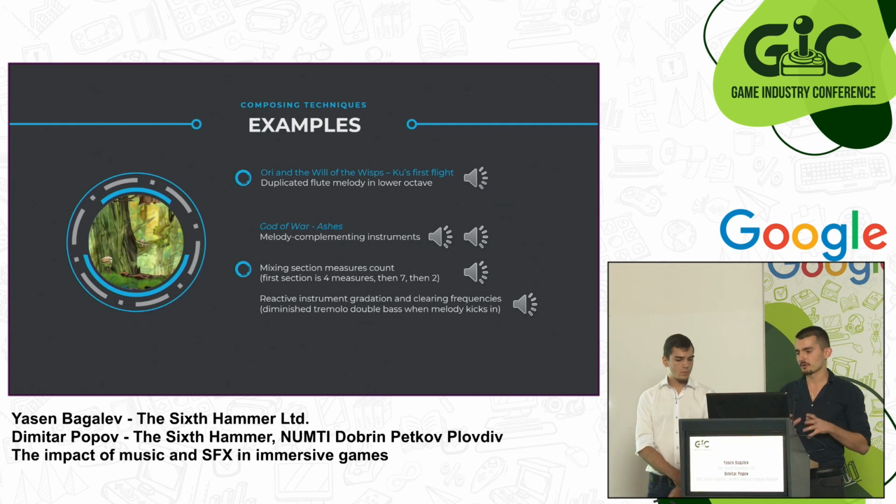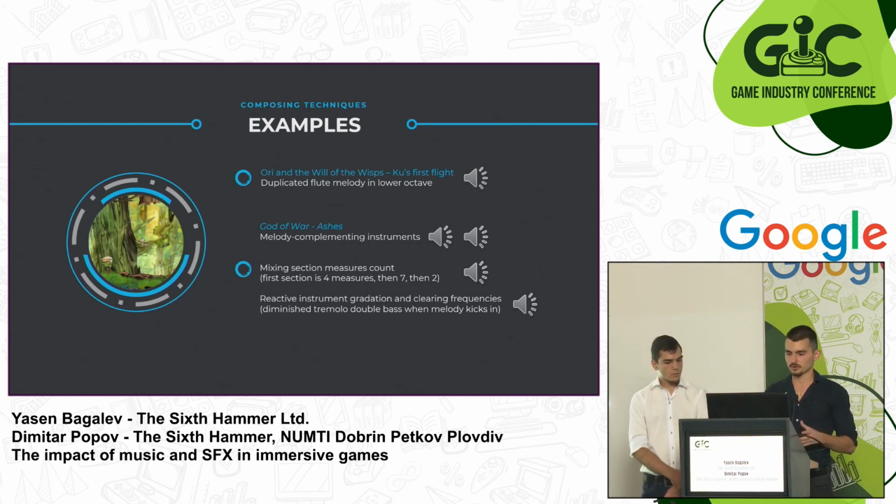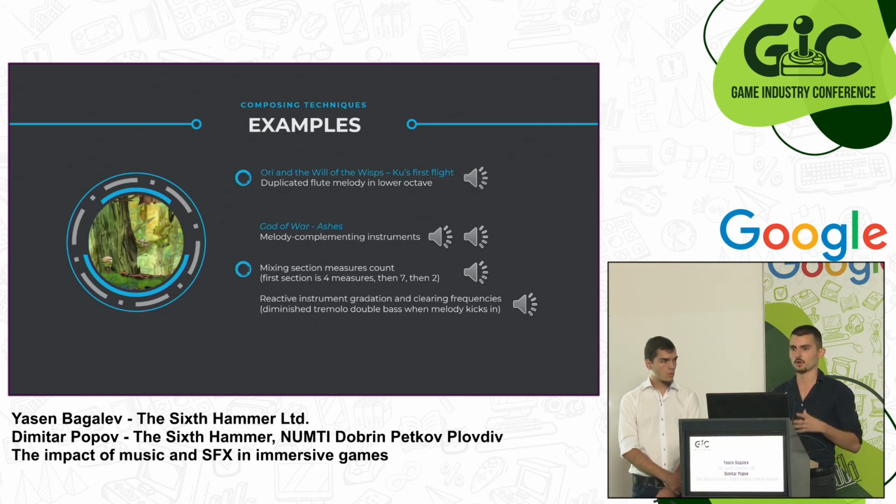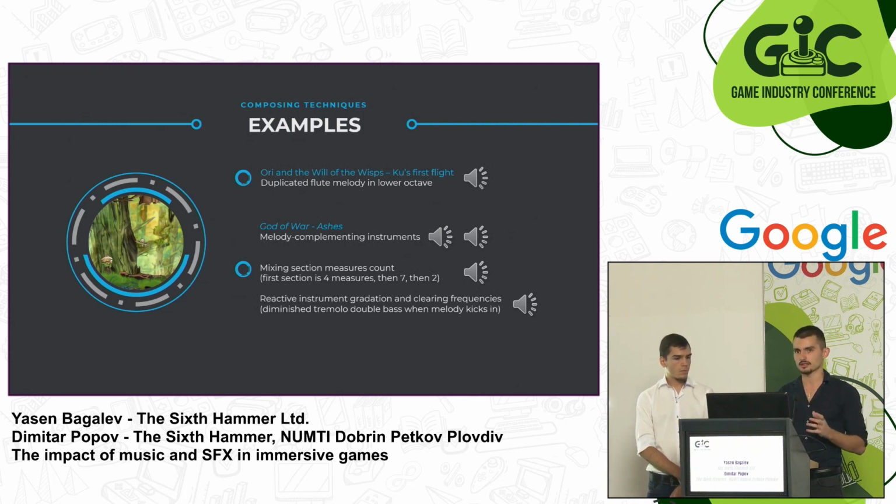Now we arrive at a couple of examples of some of the points we talked about here. The first one is from the Ori and the Will of the Wisps game. It's a beautiful soundtrack, and in the example, the melody is played by a flute, and it is backed up by another instrument, a violin, that plays with a lower volume, and that way the melody has much more richness to its sound.